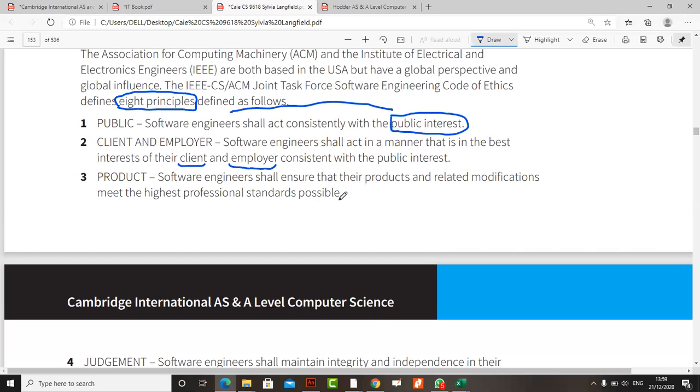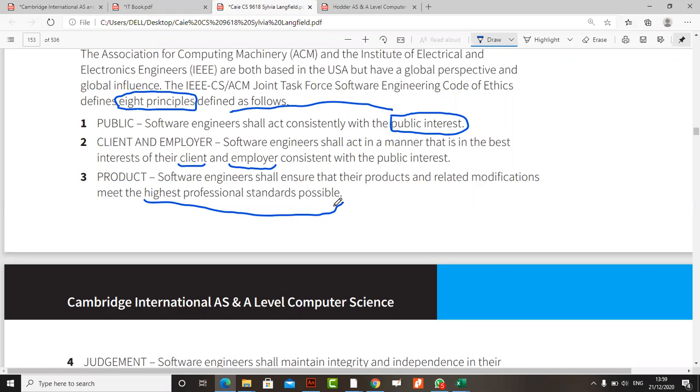The software engineer shall ensure that their products and related modifications meet the highest professional standard. So obviously, the final product that you will be developing has to be of the most professional standards. You have to take care of the fact that there are no errors and all that, although we're not going into a lot of detail of that.